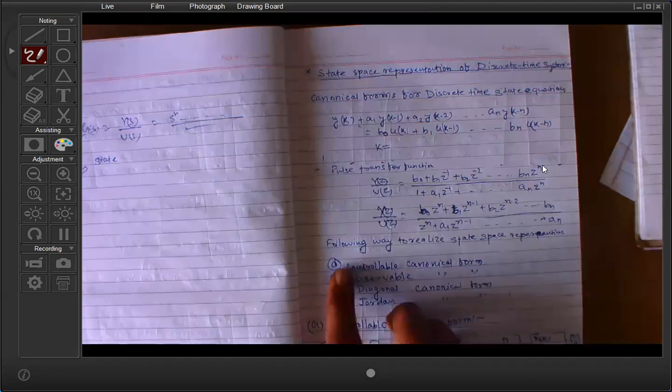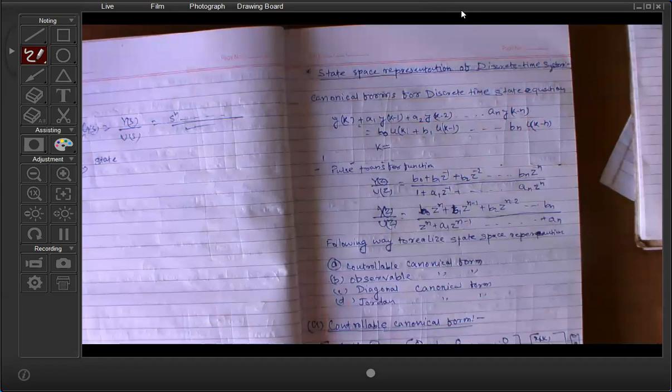So there are four ways to represent any difference equation or any pulse transfer function in state space: controllable canonical form, observable canonical form, diagonal canonical form, and Jordan canonical form. Which one we use actually depends on our requirement.